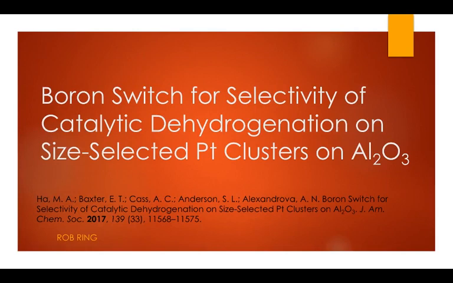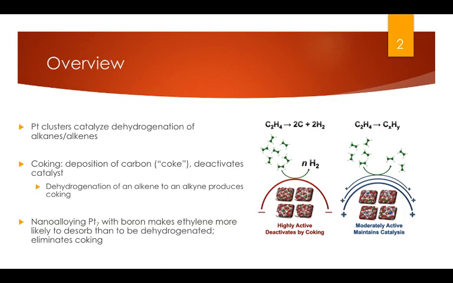The article I'm presenting is Boron Switch for Selectivity of Catalytic Dehydrogenation on Size-Selected Platinum Clusters on Aluminum Oxide. It was published in the Journal of the American Chemical Society by researchers from UCLA. So the big picture of this article is to use boron as a switch or a lever for tuning the properties of platinum-7 cluster catalysts.